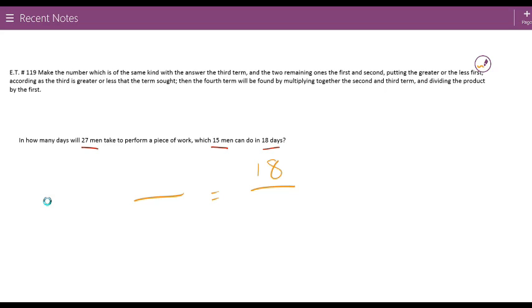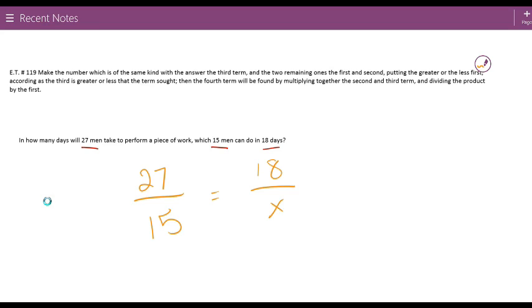And the two remaining ones, the first and second, putting the greater or the less first according to whether the third is greater or less than the term sought. Again, we said that 18 is going to be greater than our answer because 15 men are going to work more slowly than 27 men collectively. So since this is the greater term, we're going to put that 27 on top and the 15 on bottom.